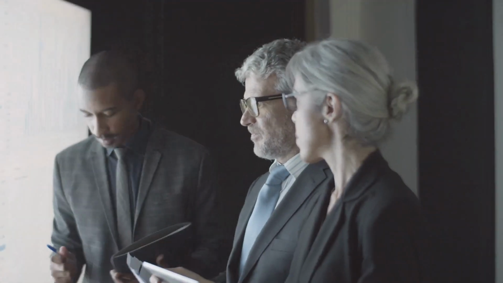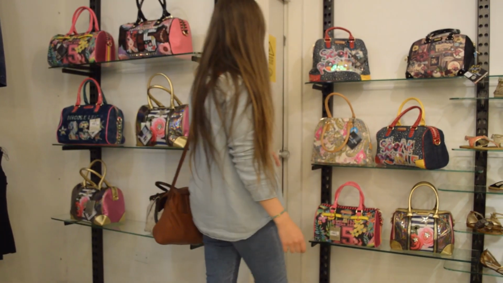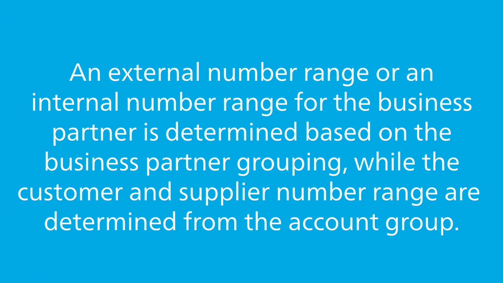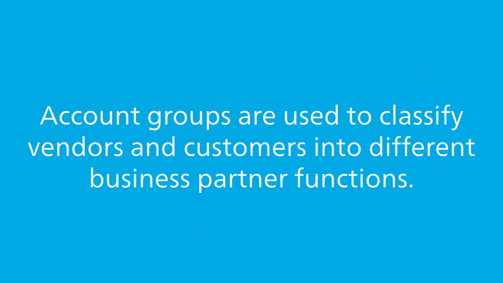Business partner groupings also help differentiate between internal business partners, e.g., employees, and external business partners, e.g., suppliers and customers. An external number range or an internal number range for the business partner is determined based on the business partner grouping, while the customer and supplier number range are determined from the account group. Account groups are used to classify vendors and customers into different business partner functions.